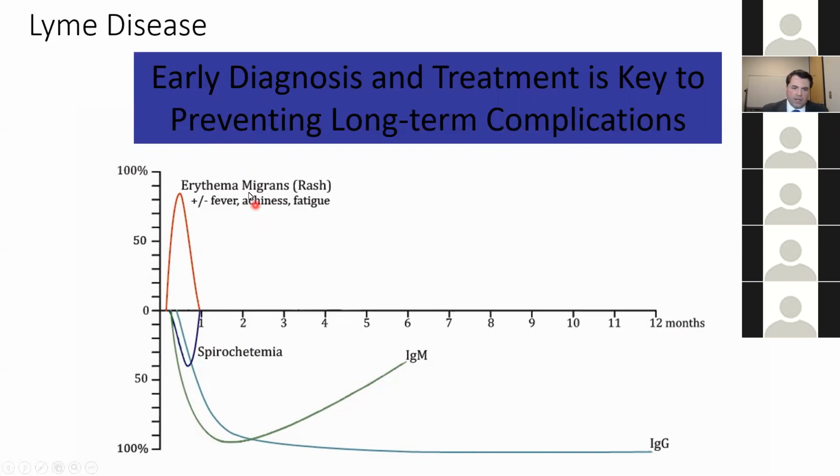So here on the top, you can see the Erythema migrans, the rash, and then on the bottom, you have your lab tests: spirochetemia, IgM, IgG. And it's important to see that the IgM shows up and then goes away, and then your IgG stays, essentially can stay forever, right?